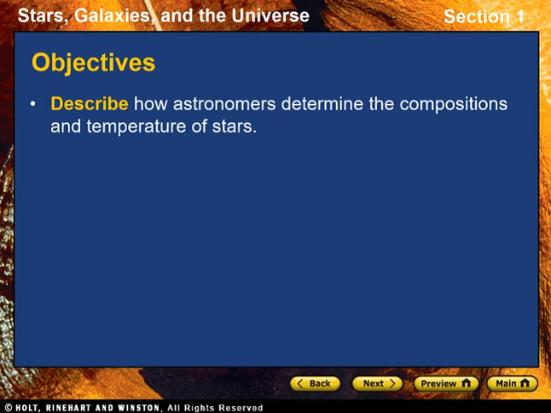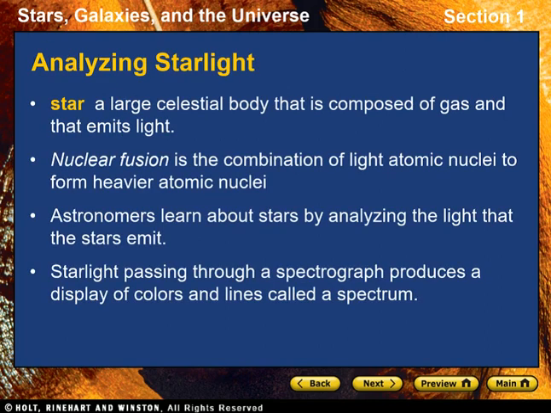At the end of this video, you should be able to describe how astronomers determine the compositions and temperature of stars. Chapter 30, Section 1, Characteristics of Stars. A star is a ball of gases that gives off a tremendous amount of electromagnetic energy. This energy comes from nuclear fusion within the star. Nuclear fusion is the combination of light atomic nuclei to form heavier atomic nuclei.